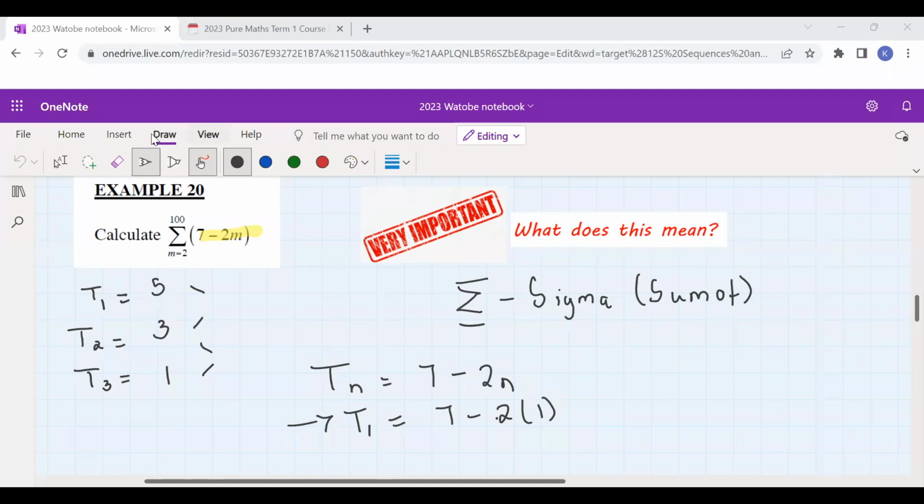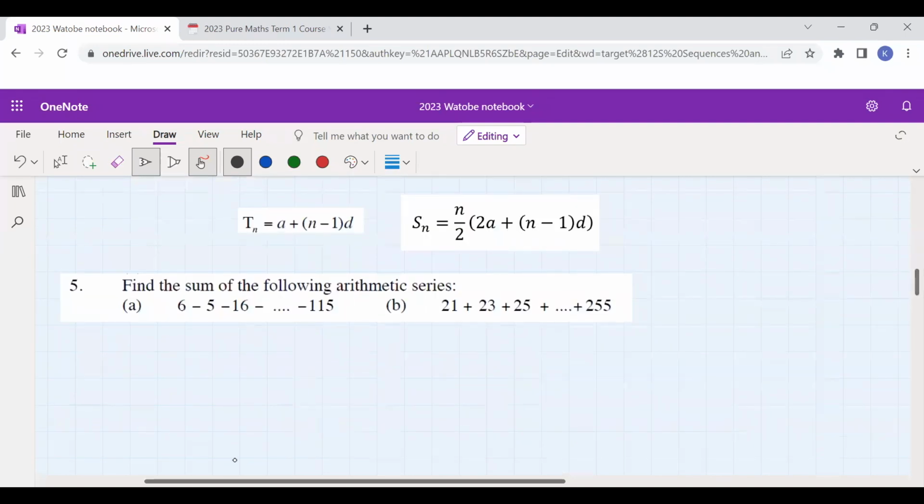So we have our term 1 and 2 and 3. For our difference, we have negative 2 because we're subtracting 2. Wonderful. And then A is still 5. And we have our D, and N is 100. Okay, so let us substitute. If you don't remember this thing, let me move it down.